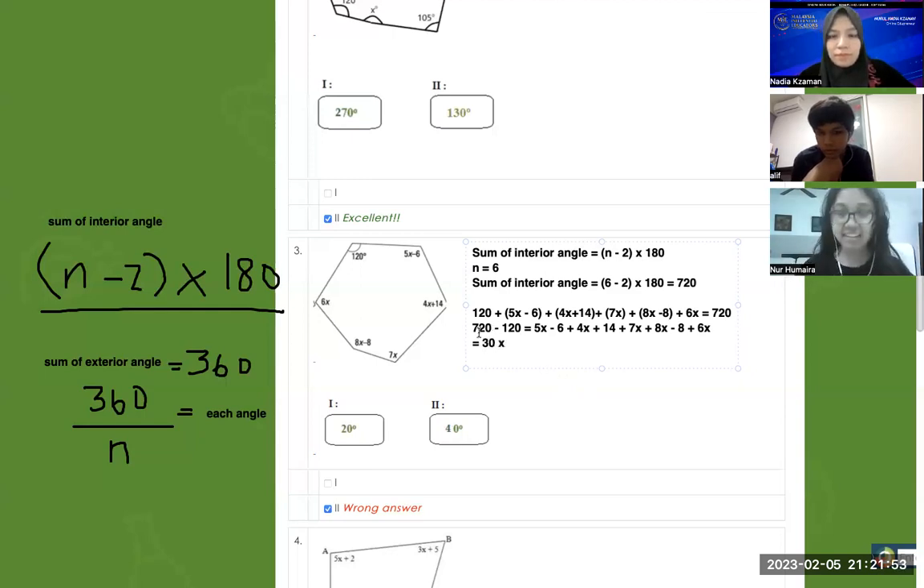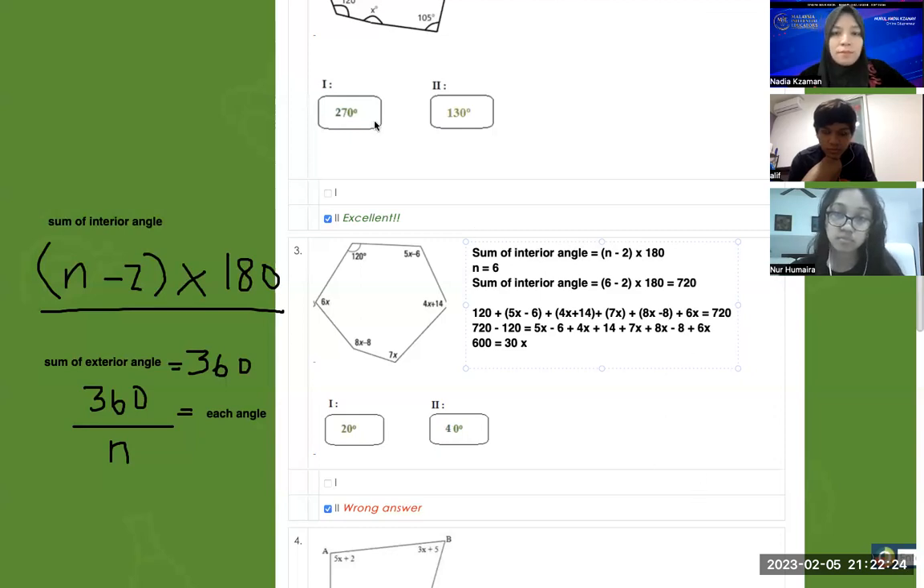40. 720 minus 120. 600. Okay, so now we have 30x, and then we have minus 6 plus 14 and minus 8. What do we get? Minus 6 plus 14, you get 8. 8 minus 8, you get 0, right?